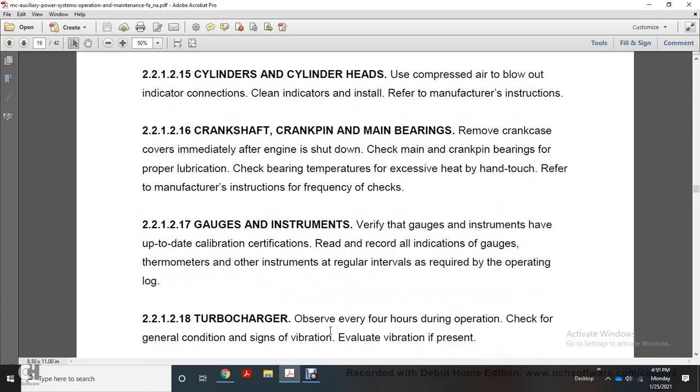Gauges and instruments: verify the gauges and instruments have up-to-date calibration certification. Read and record all indications of the gauges, thermometers, and other instruments at regular intervals as required by the operating log. Turbocharger: observe every 4 hours during operation.